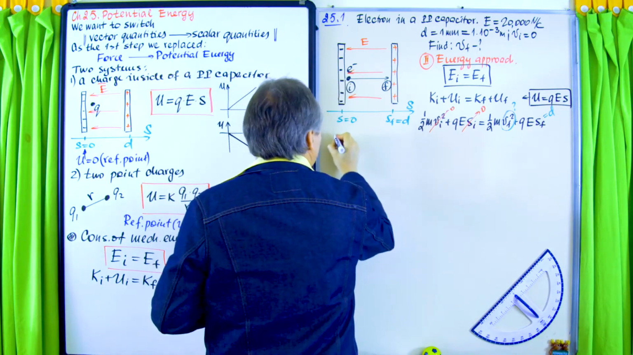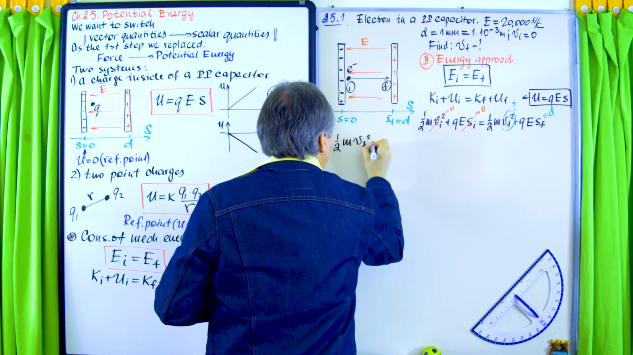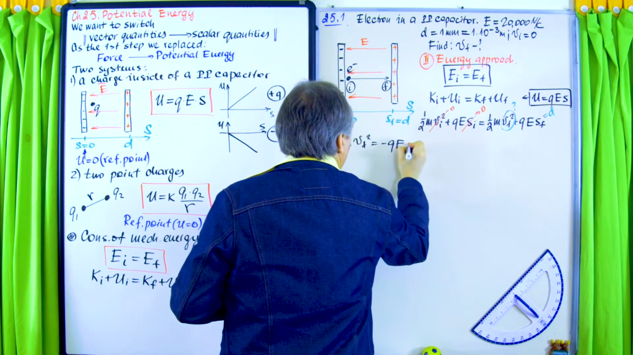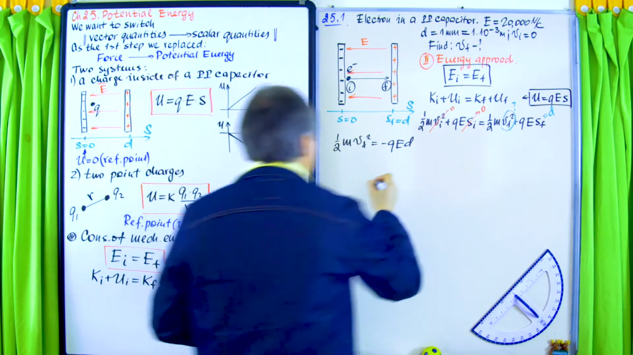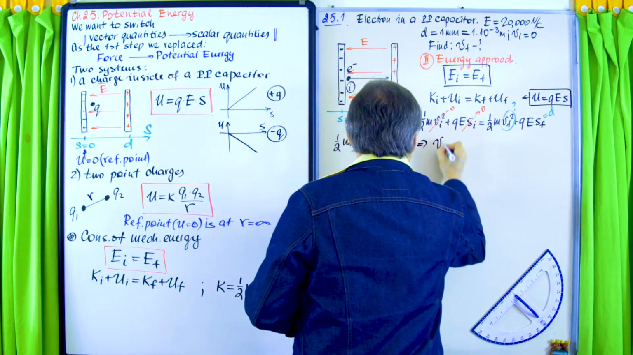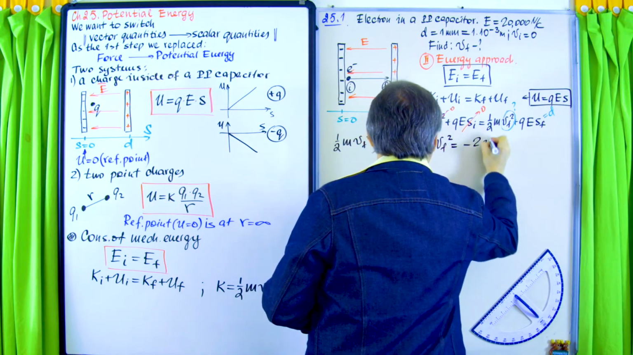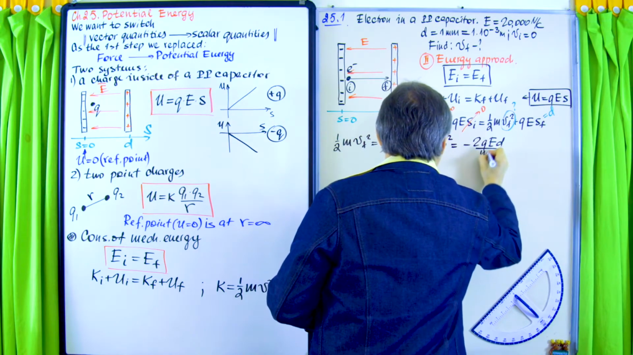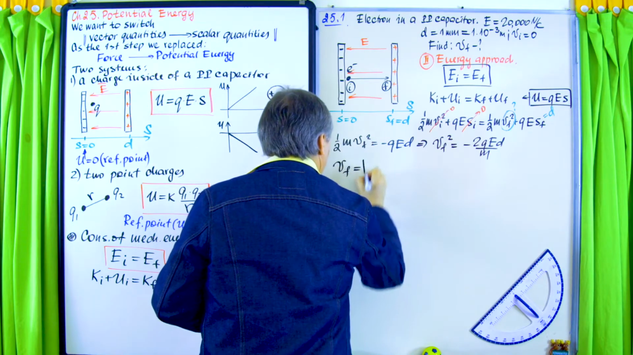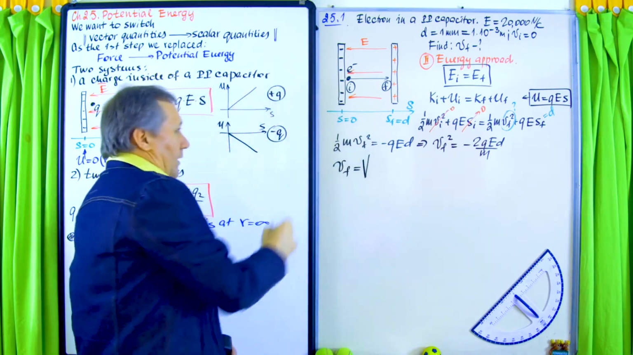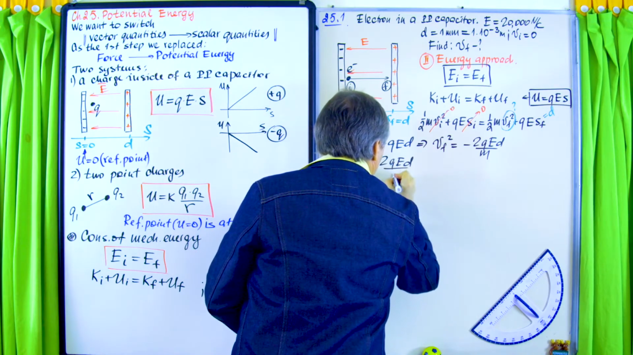So let me first move the terms to different sides. V final squared equals minus q E d, and now we can get, of course, v final squared equal to minus 2 q E d over m. And v final equals the square root of minus 2 q E d divided by m.